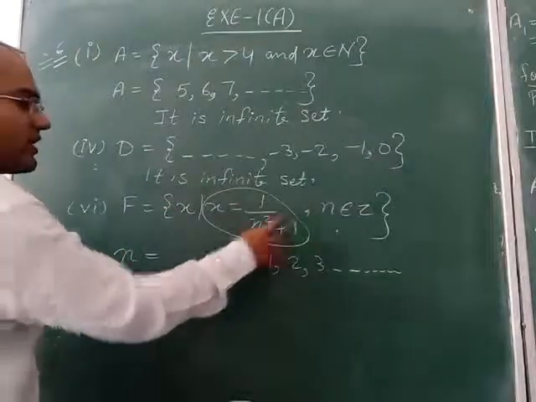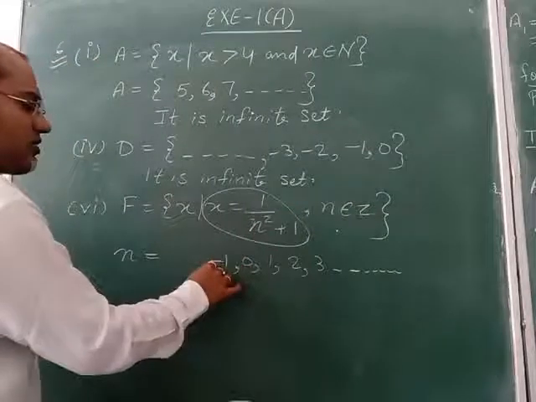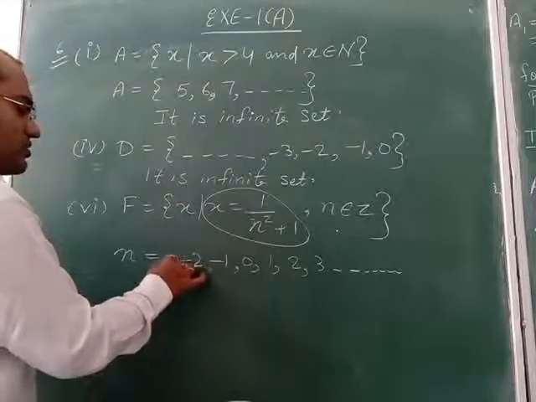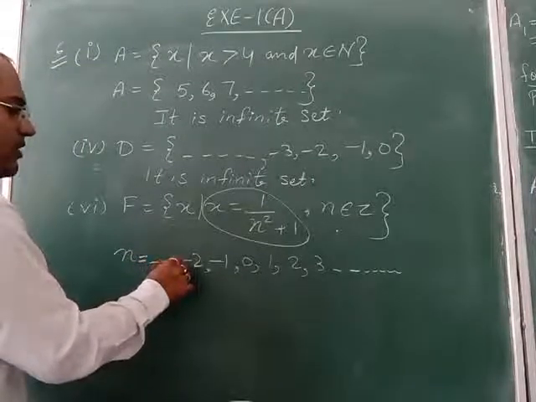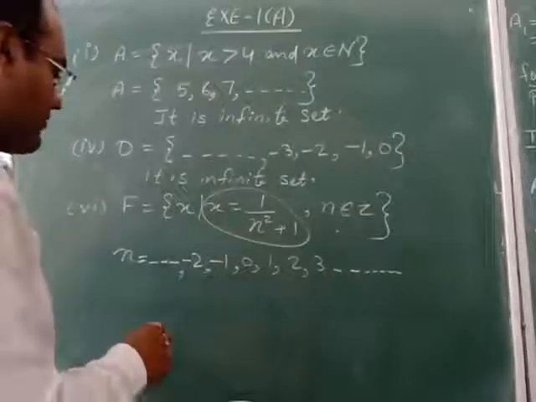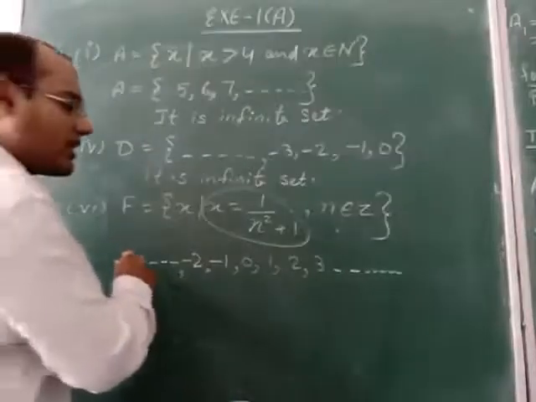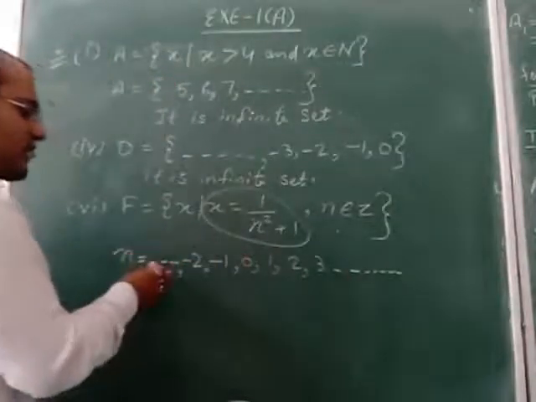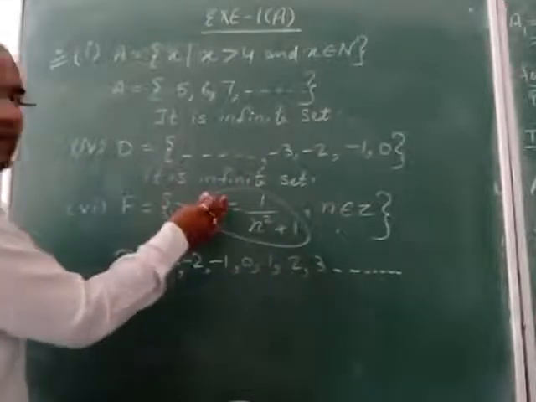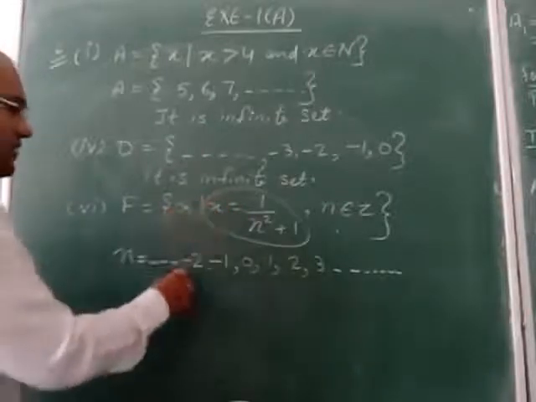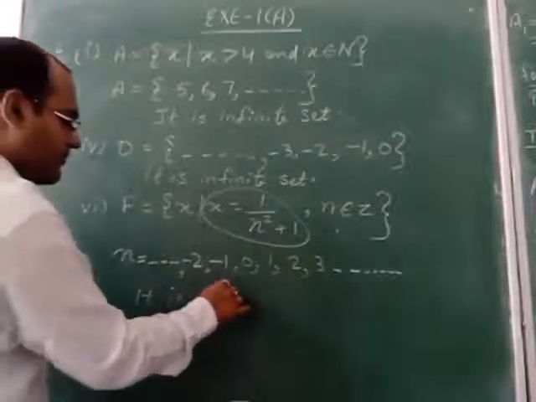Since n belongs to Z, and Z means integers, we can take negative numbers also: -1, -2 and so on. We don't know the last value and we don't know where this series will end. So we observe that the n values are infinite. When we put all these n values here to get x, the x values are also infinite. That means it is an infinite set.